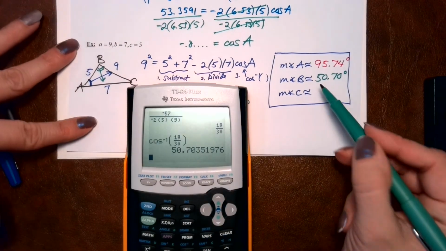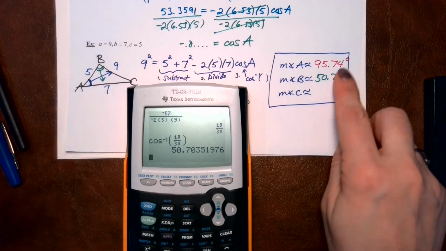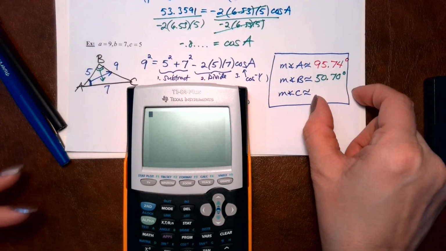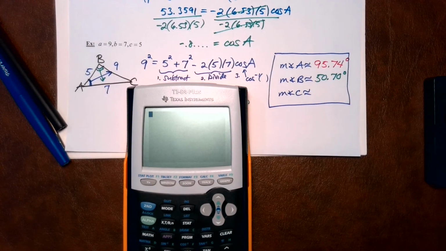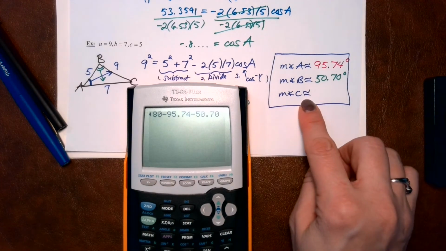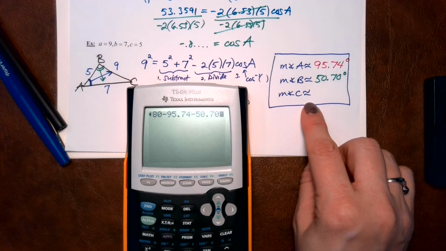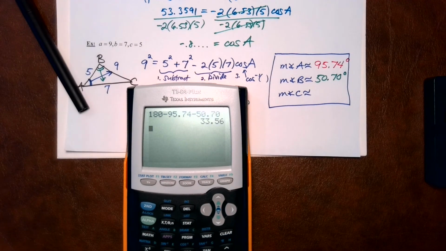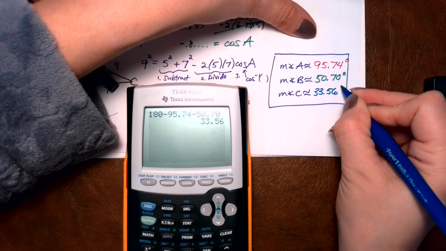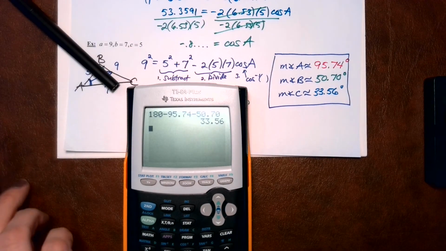Once you have two angles of a triangle, you don't have to do another law of cosines. You can just subtract from 180. I'm going to use these decimals right here because I want to make sure all three angles for my answer box add up to 180 exactly. So 180 minus 95.74 minus 50.7, and angle C is 33.56 degrees. Make sure you put units on that.